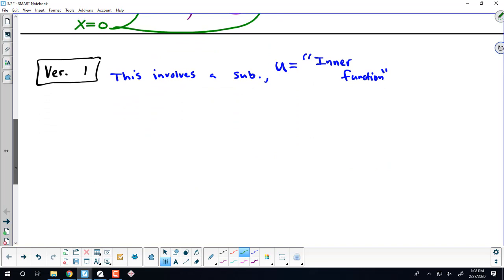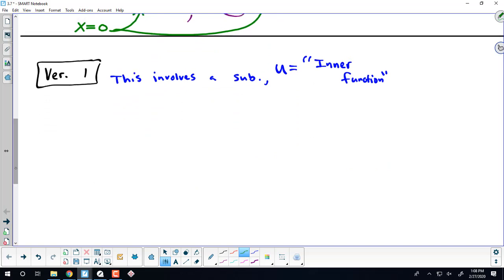Okay. So we'll look at the first couple of problems with version 1 and 2, and that way you can decide which one you like. I don't have a preference which one you use, they're both totally valid. But version 1 does involve a substitution, and it tells us that the derivative of our function y with respect to our variable x is the derivative of y with respect to u times the derivative of u with respect to x.